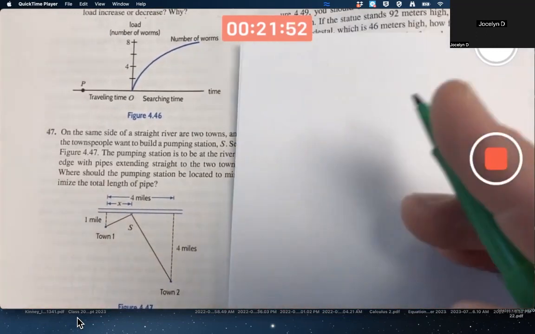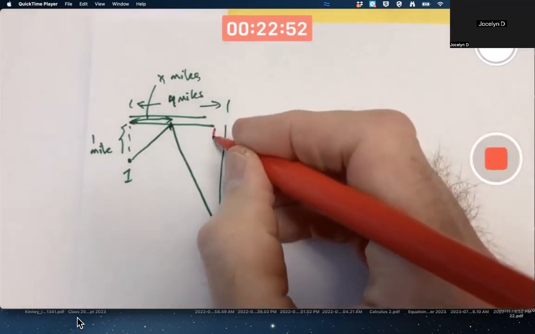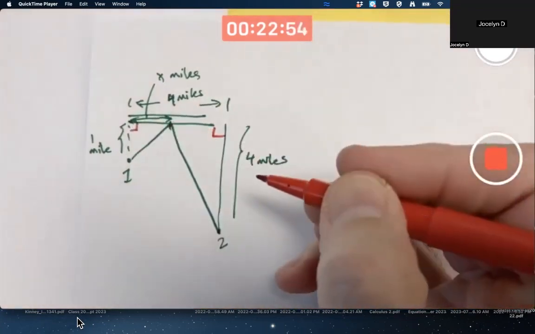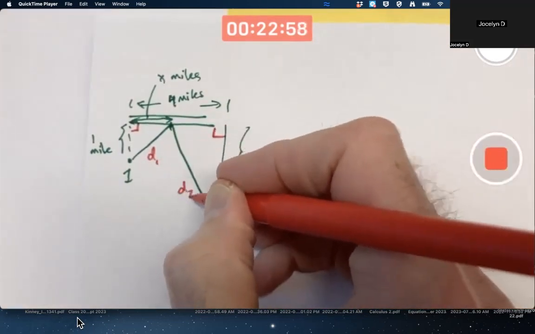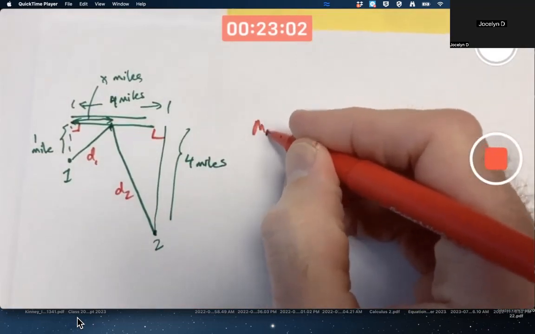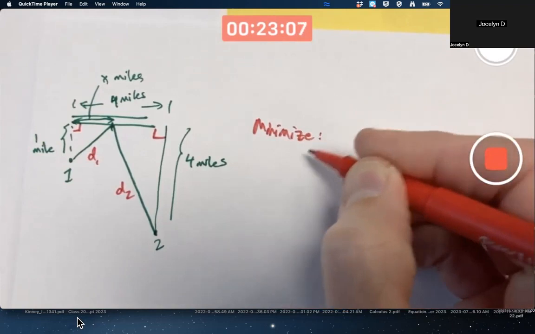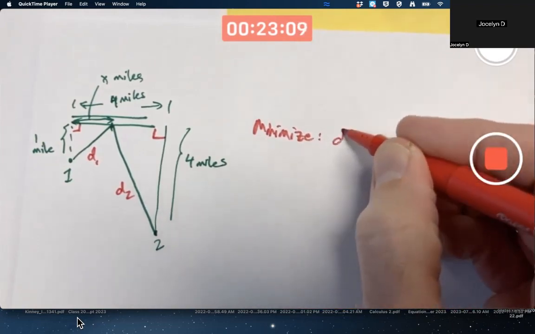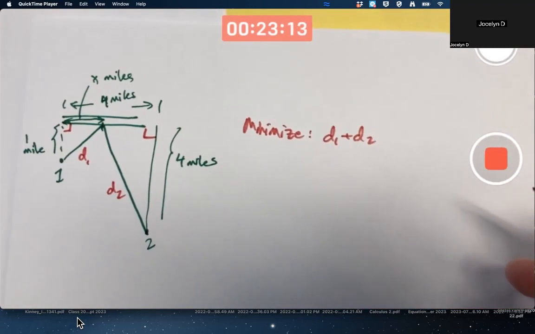Let's redraw it so I don't have to write in my book here. Got a couple right triangles. I hope it's pretty clear that you want to use the Pythagorean theorem. Call this D1 for distance 1 and this D2 for distance 2. We want to minimize D1 plus D2. That would be our objective. D1 plus D2.